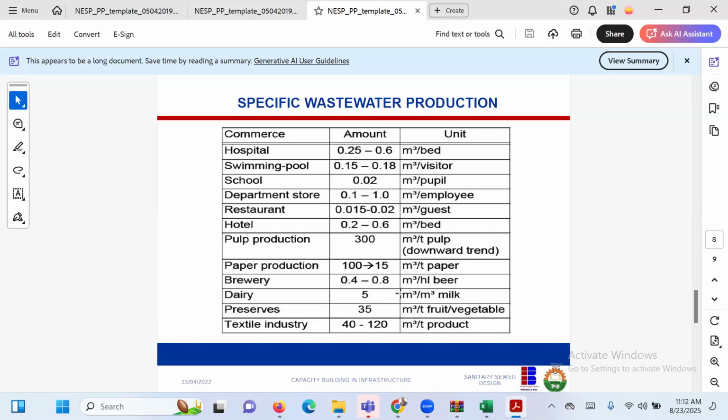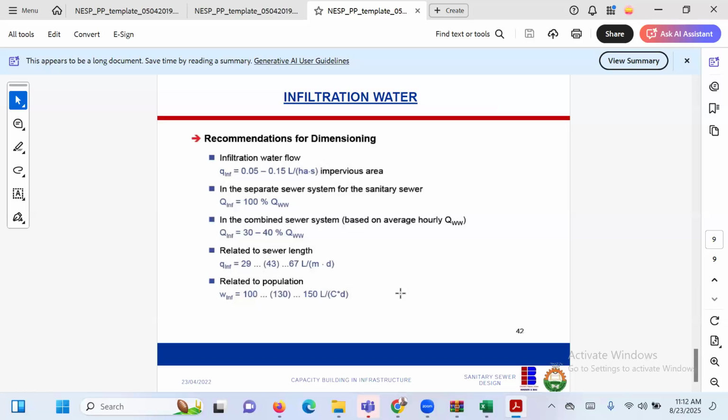The convenience store is very small. It's not everyone that comes to the shop that goes to use the toilet or discharge anything. So it can be 10%. That's understandable. Restaurant, that's the value there. Then hotel, I've said that one, and so on and so forth.